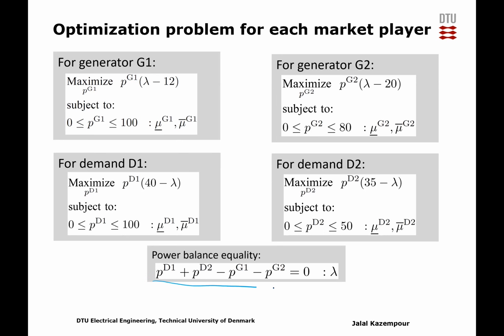It's a constraint wherein we have variables from four different optimization problems. So this is a coupling constraint. It's a constraint that links these four optimization problems. This is why we call it a coupling constraint. Very good.